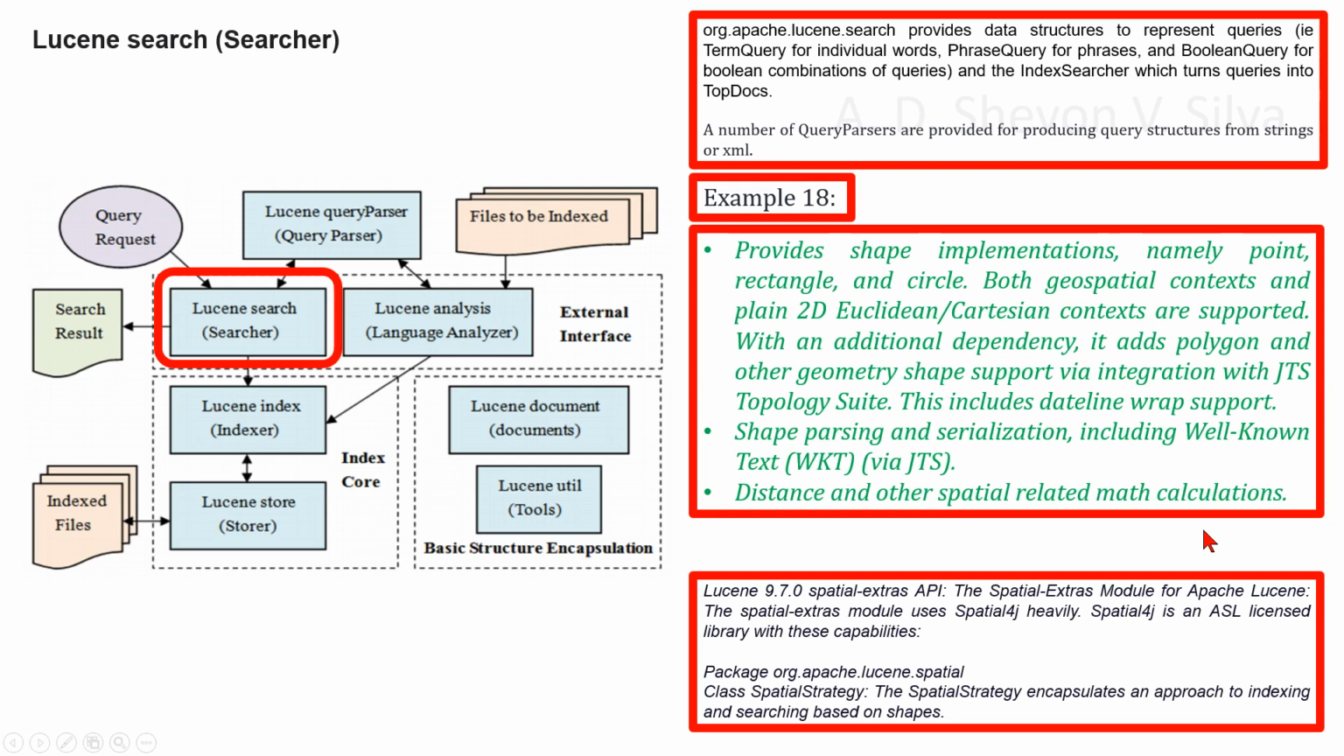the Spatial Extras module uses Spatial4J heavily. Spatial4J is an ASL license library with these capabilities. Provides shape implementations, namely point, rectangle, and circle. Both geospatial context and plain 2D Euclidean Cartesian contexts are supported. With an additional dependency, it adds polygon and other geometry shape support via integration with the JTS Topology Suite. This includes dateline wrap support, shape parsing and serialization, including well-known text (WKT) via JTS, distance and other spatial related math calculations.